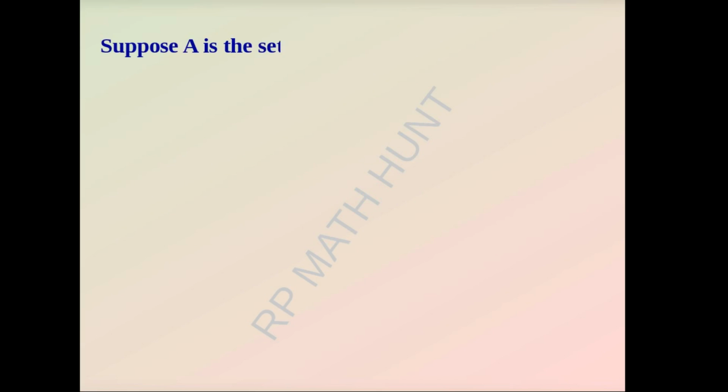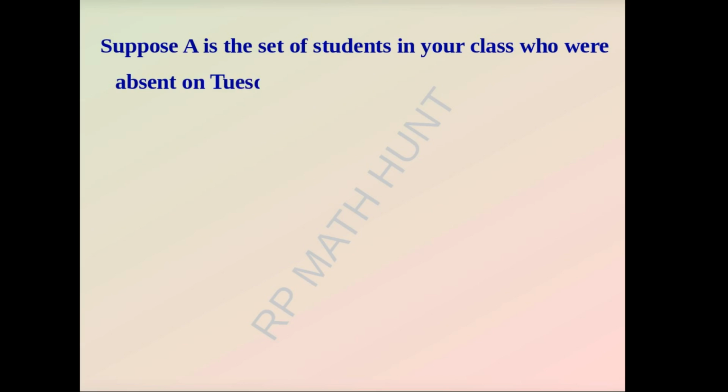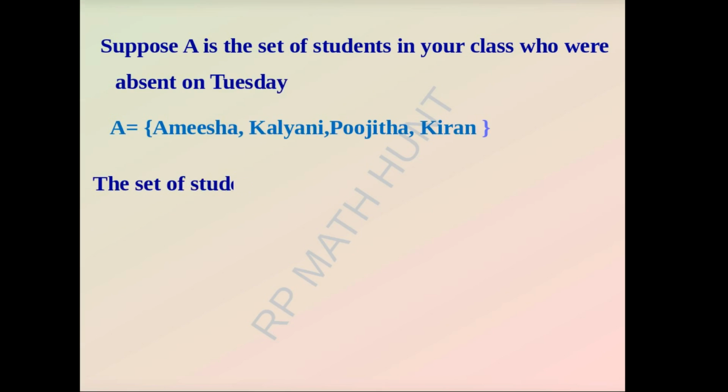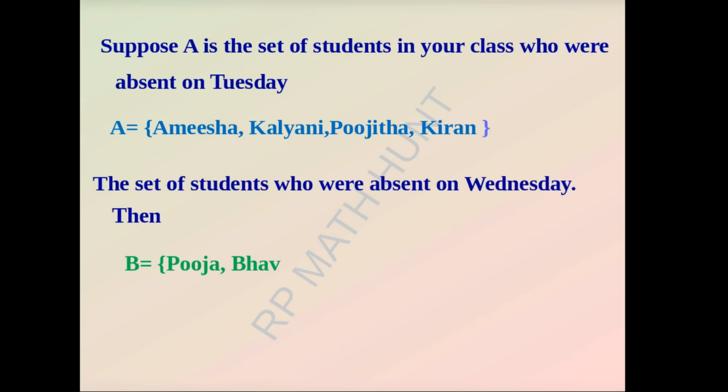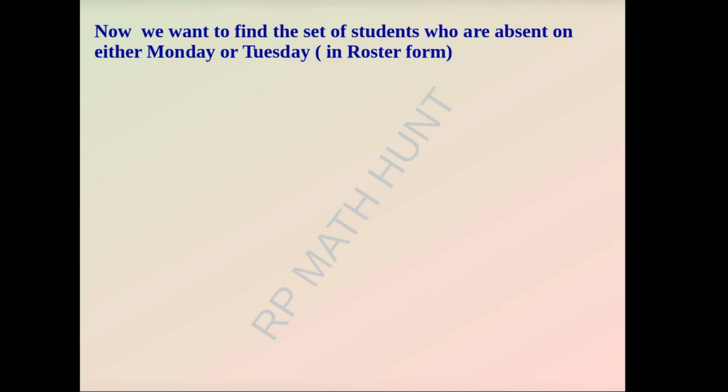Suppose A is the set of students in your class who were absent on Tuesday. Let A equal Amisha, Kalyani, Pujita, Kiran, and let B be the set of the students who were absent on Wednesday. Then B equals Pooja, Bhavani, Aishwarya, Raviteja, Kiran. Now we want to find the set of the students who are absent on either Tuesday or Wednesday.